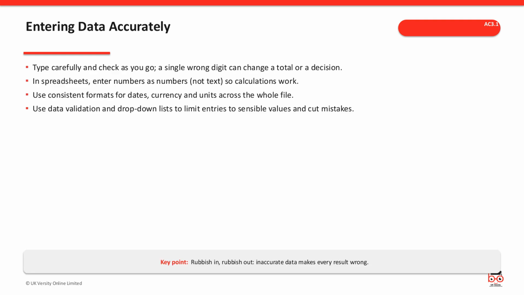Entering data carefully is a discipline worth building. Check as you go, because a single wrong digit can throw out a total or a decision. And in a spreadsheet, make sure numbers are entered as numbers, not text, or the calculations simply won't fire. Keep your formats consistent for dates, currency, and units right across the file. And a real-time saver, use data validation and drop-down lists to limit entries to sensible values, catching mistakes before they happen. It really is a case of rubbish in, rubbish out.